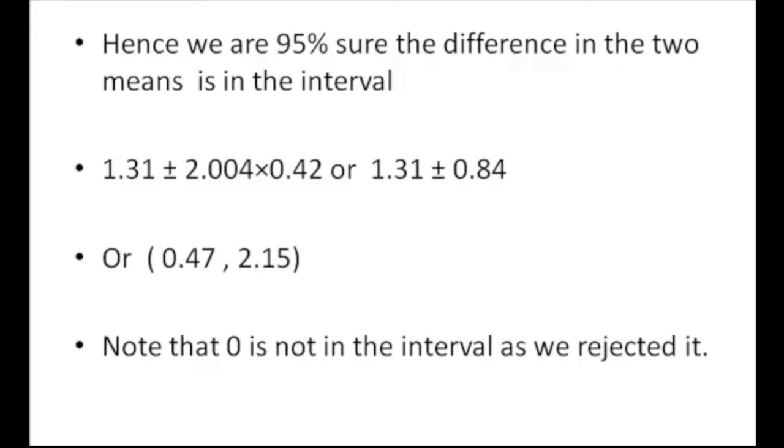Hence we are 95% sure the difference in the two means is in the interval 1.31 plus or minus 2.004 times 0.42, or 1.31 plus or minus 0.84. We write this as 0.47 to 2.15. Note that 0 is not in the interval, as we rejected it.